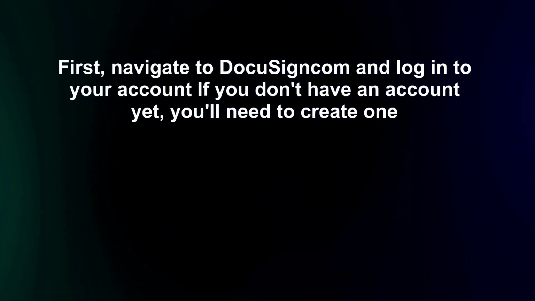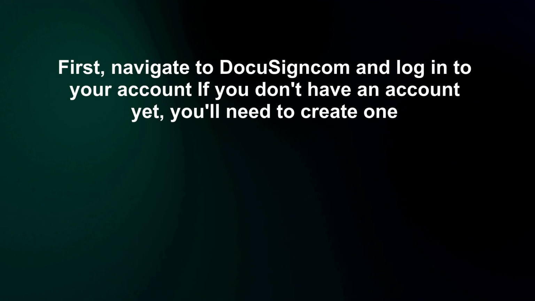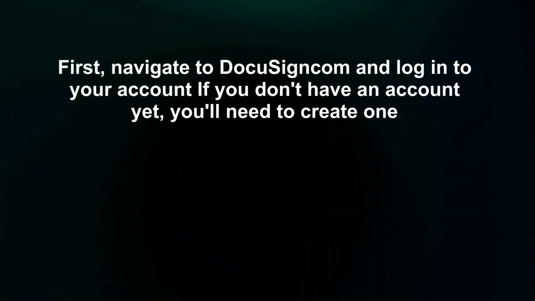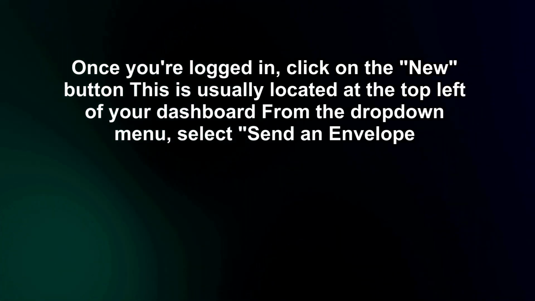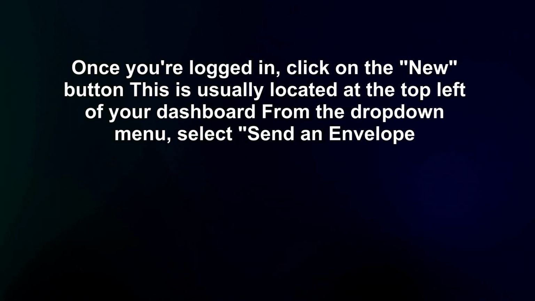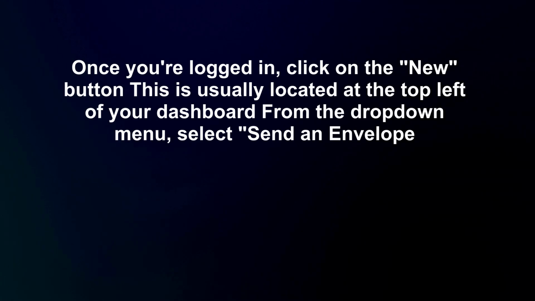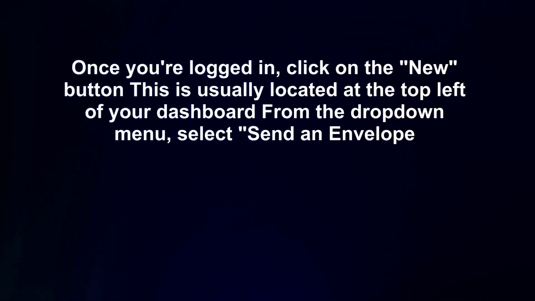First, navigate to Docusign.com and log into your account. If you don't have an account yet, you'll need to create one. Once you're logged in, click on the New button. This is usually located at the top left of your dashboard. From the drop-down menu, select Send an Envelope.